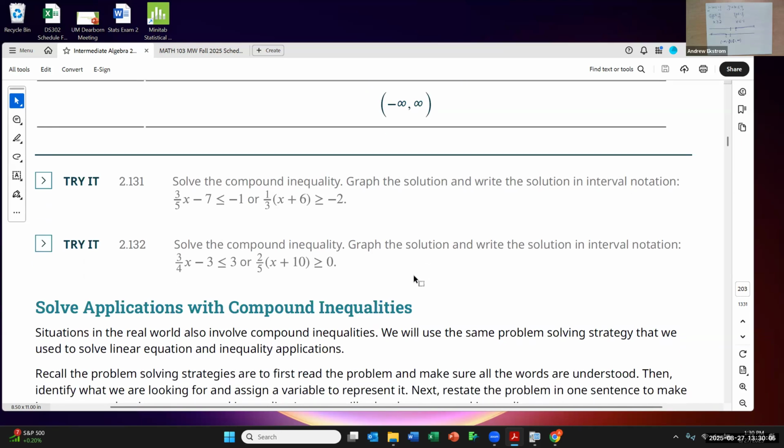So if you look at, let's say, number 131: 3/5 x - 7 less than or equal to -1, and 1/3 times x plus 6 greater than or equal to -2. So I'll flip this over so you can actually see what I'm doing.